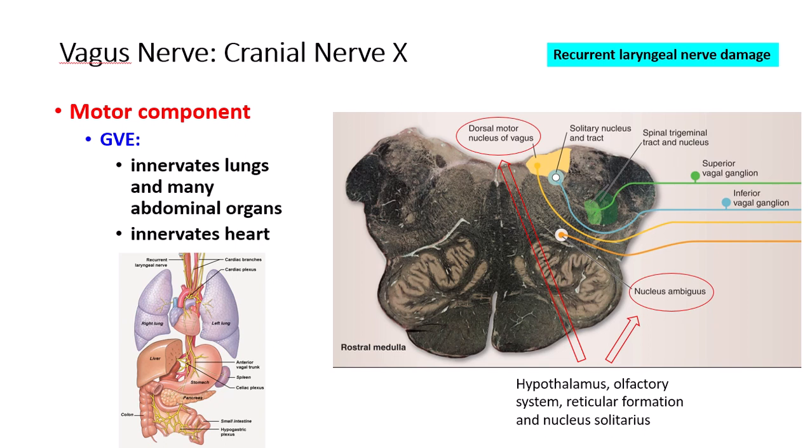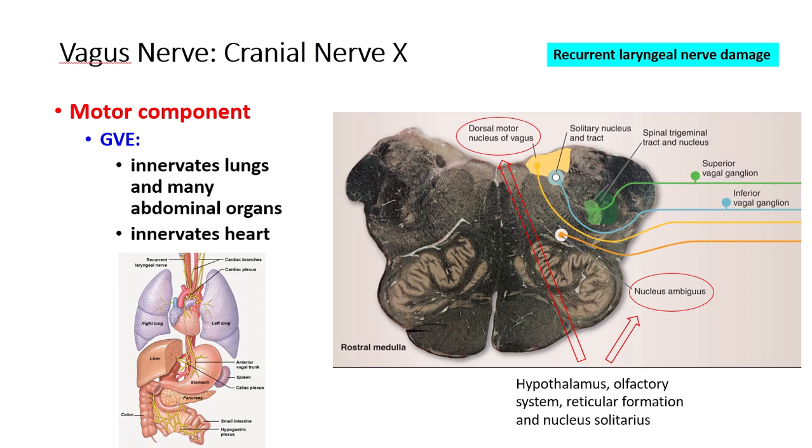The other part of the motor is general visceral efferent. So efferent again is the descending, which is the motor, and visceral is the organs here. So it's not a special, this is a general visceral efferent, which is the autonomic nervous system. If you remember, autonomic nervous system has sympathetic and parasympathetic, and here cranial nerve 10 is carrying parasympathetic innervation to the organs. So here the thoracic and abdominal organs are receiving information from cranial nerve 10.